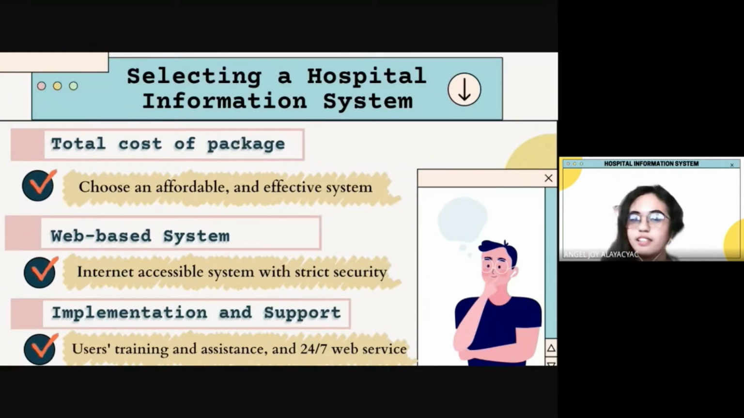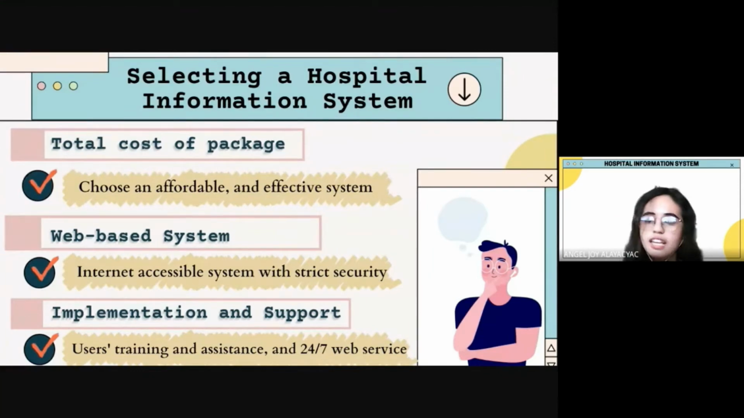Next aspect that they should consider is the web-based system. When we talk about web-based, it all revolves on the concept of internet. Now, the era of producing hard copies are so long gone. They should consider it as a system that is web-based. Okay? It should be internet accessible system where authorized personnel can access the system anytime and anywhere. Just opening a device and going to that link will make you access all the data.